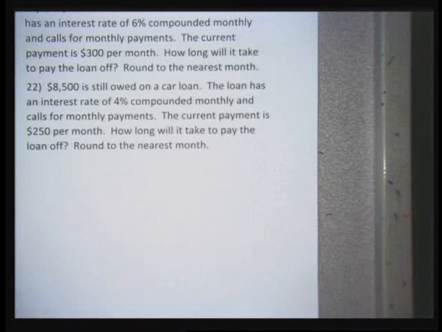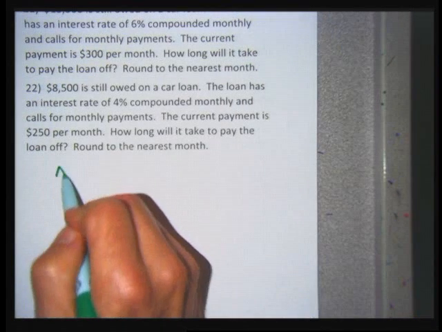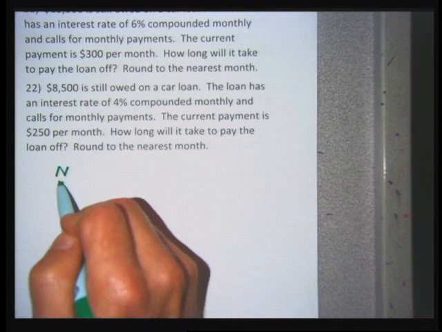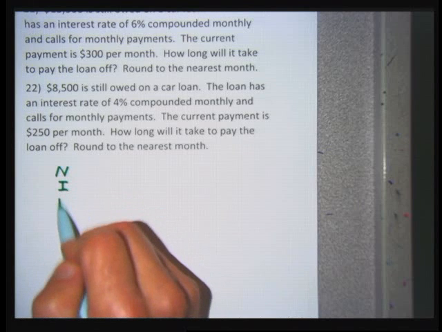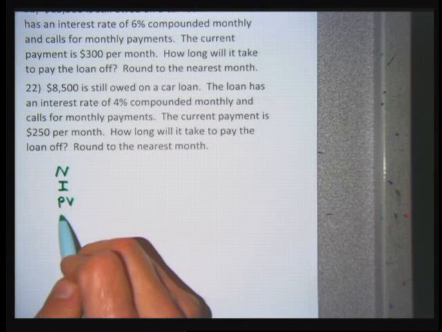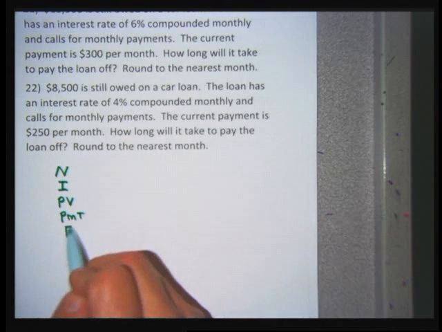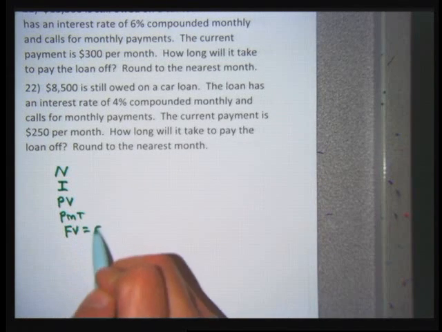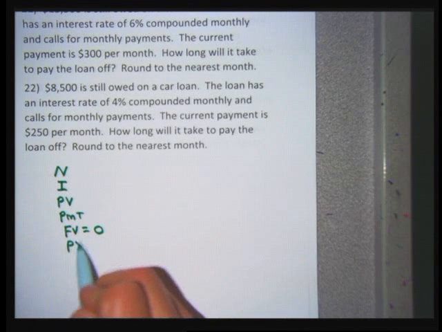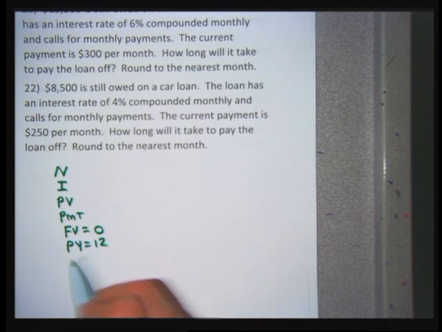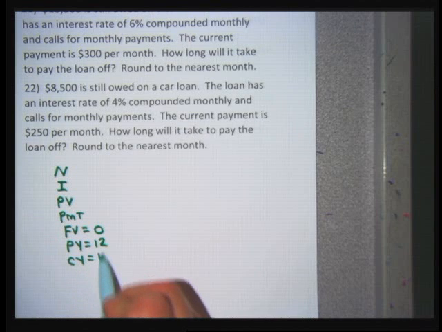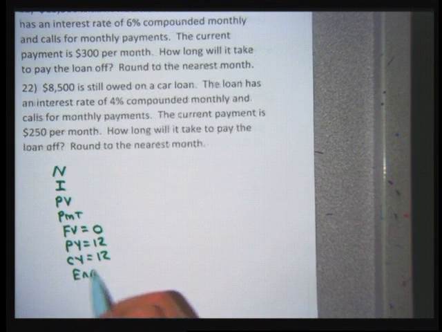22 and 21 work the same style of problem. So I need an N I'm going to solve for, interest rate's going to be given, balance of the loan's going to be given, payment amount's going to be given, future value is going to be 0, PY is going to be 12, CY is going to be 12, and my calculator needs to be on end.